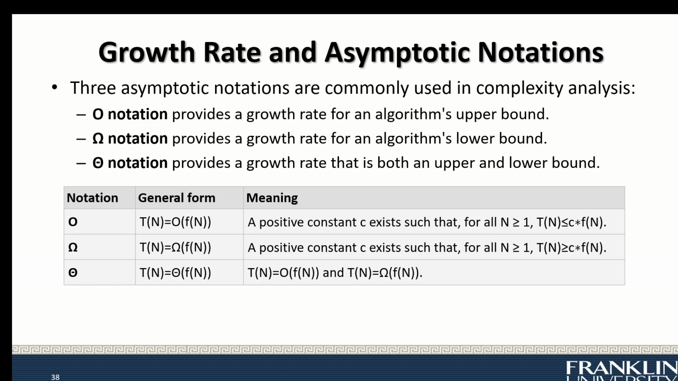So for the O notation, for the upper bound, that means for all n greater than or equal to 1, the runtime T(n) will be less than or equal to some constant c times f(n). And for omega, the lower bound, for n greater than or equal to 1, T(n) is greater than or equal to c times f(n). And finally, for theta, the growth rate is both upper and lower bound, meaning T(n) is O(f(n)) and T(n) is omega(f(n)).